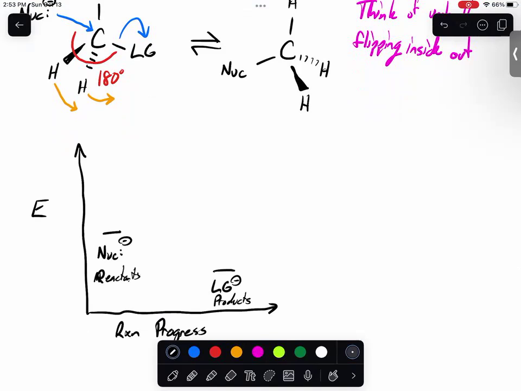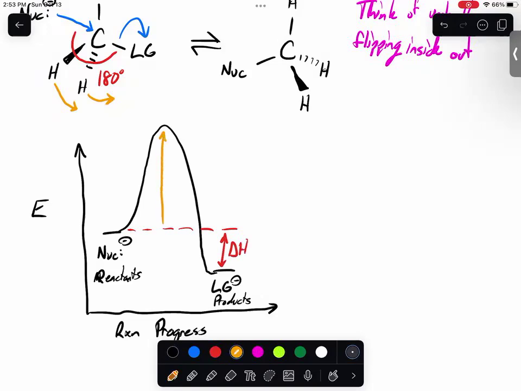But overall, we are coming in, we're breaking that bond, and we're kicking out the leaving group, and we're forming a more stable final product. Okay? And looking at this energy diagram, we've got this delta H as being negative, but we also do have a pretty high activation energy barrier. Okay? So the first thing we need to discuss is for any strong nucleophile and good leaving group, the delta H is going to be negative. All right? The question is why?